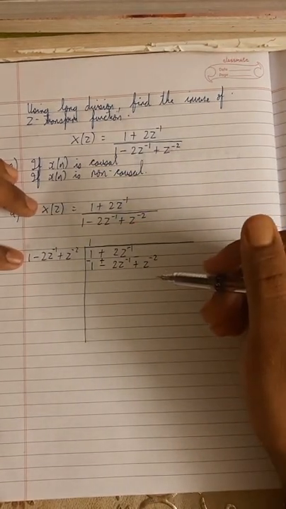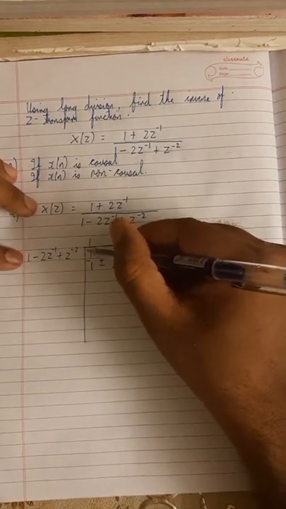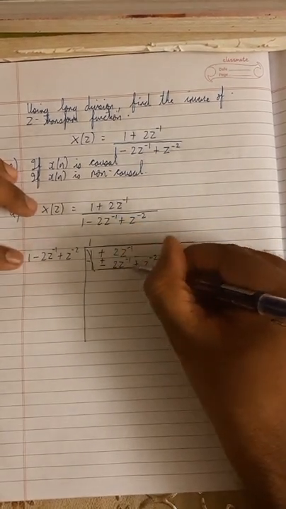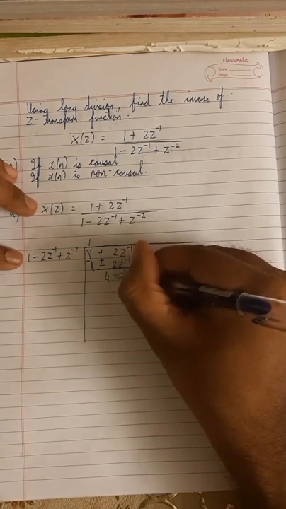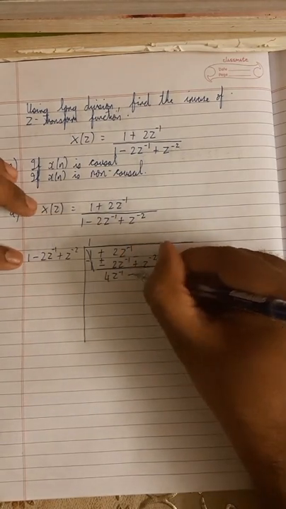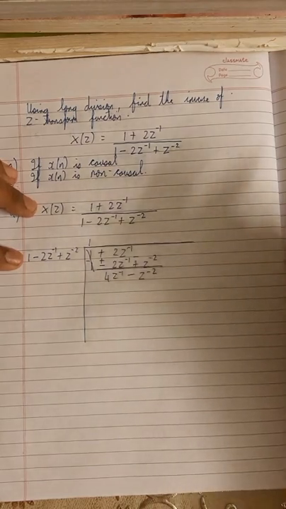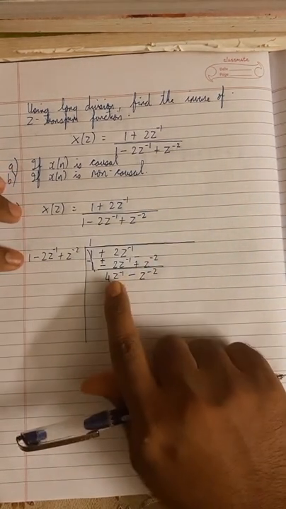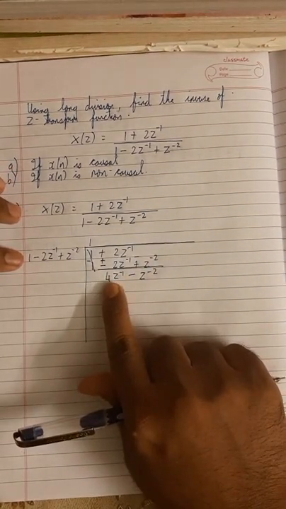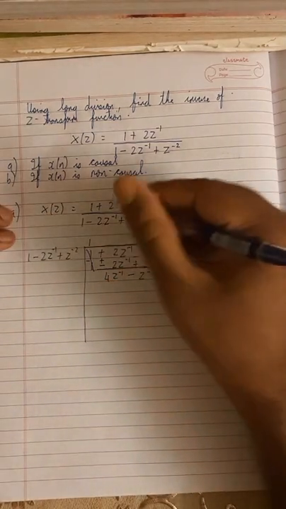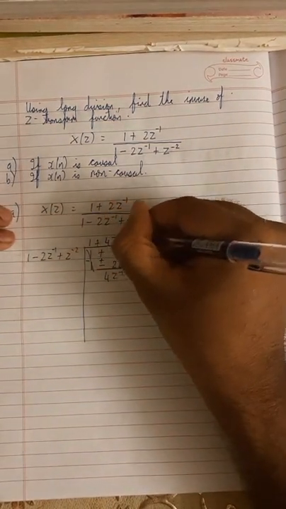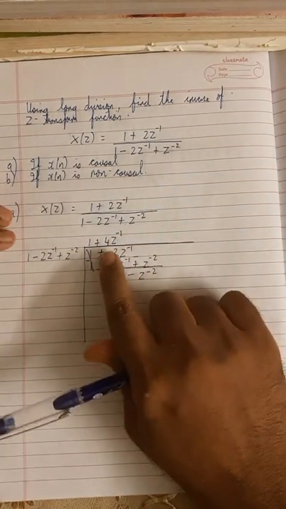then the signs will all change. Minus will become plus, plus will become minus. So 1 minus 1 becomes 0, and your remaining term will be 4Z inverse minus Z raised to minus 2. Now I want to cancel out this term. How do I cancel out this term? By multiplying the divisor with 4Z inverse. So the next term I'm going to multiply with is 4Z inverse.